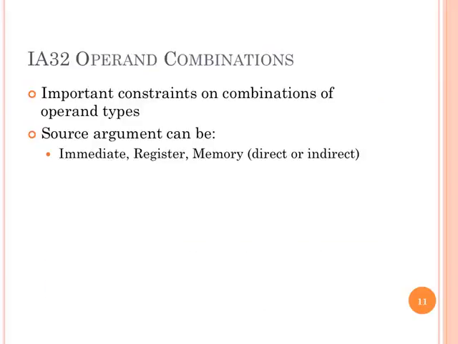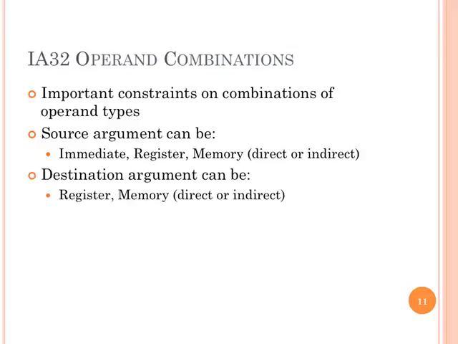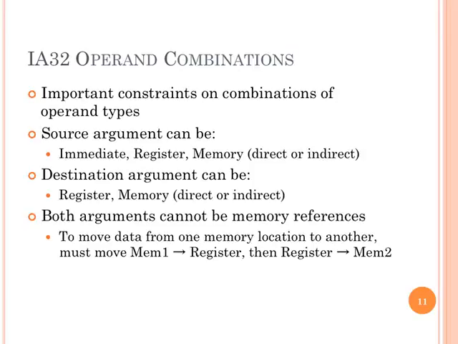Now, there are constraints about what you are allowed to use as operands, types of operands. So the source argument can be an immediate value or a literal that you put in. Remember, you put the $ in front of it. Then you have a register, and it can be memory. The destination has to be something that's writable. The destination cannot be an immediate value, or else that wouldn't make any sense. Also, both of these arguments are not allowed to be a memory access, by and large.